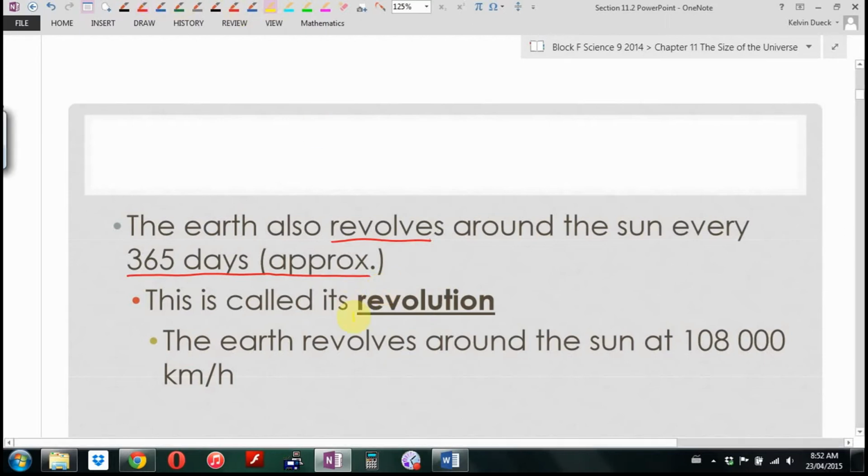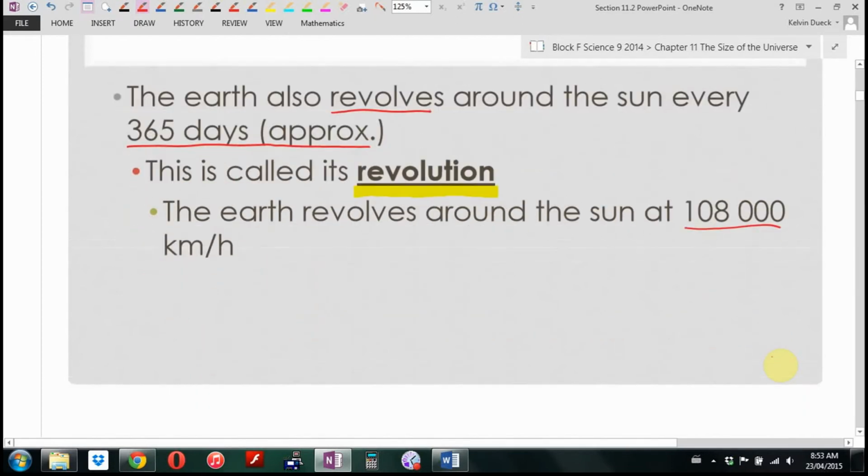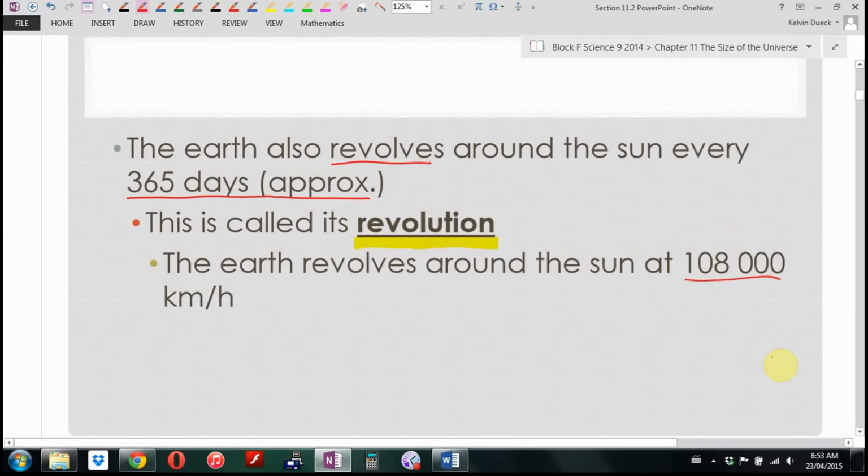And so every planet has its own rotation period called a day, and every planet has its own revolution period called a year. But they're all different from the Earth. The Earth revolves around the sun at 108,000 kilometers per hour. We're moving. We don't notice it, but we're moving. So we have revolution and rotation. I know they both begin with RO, but those are going to be two vocabulary words on your test, I guarantee.